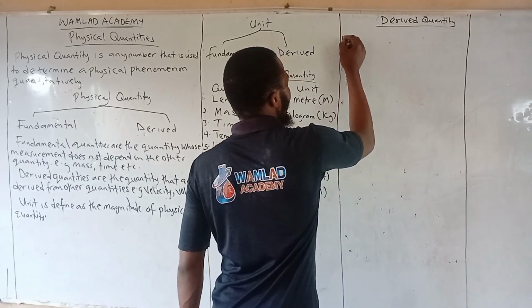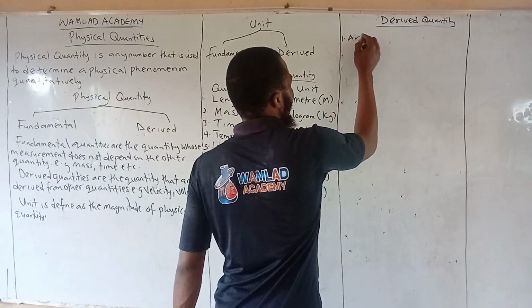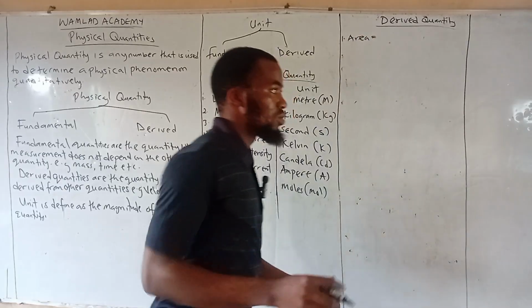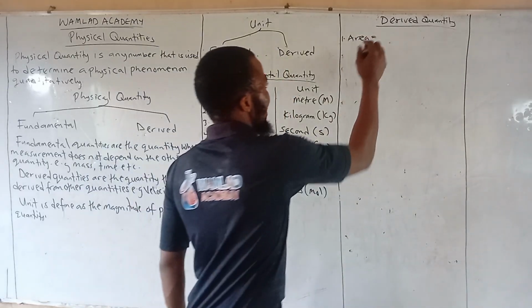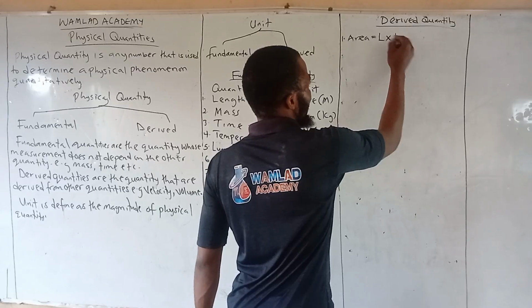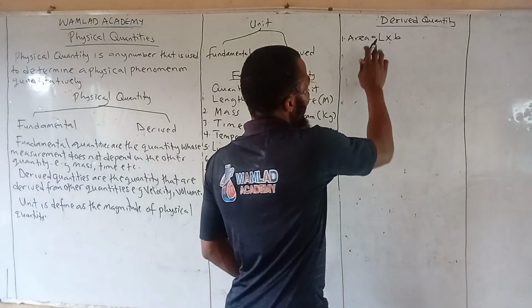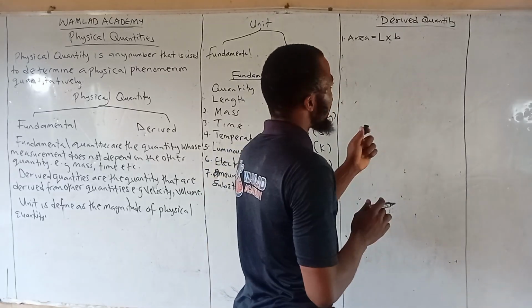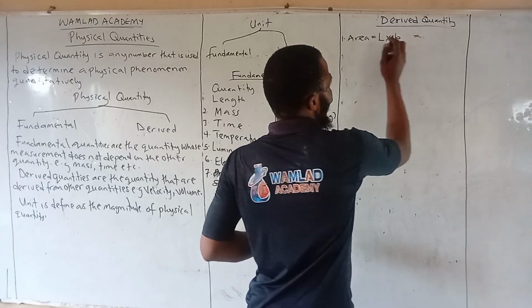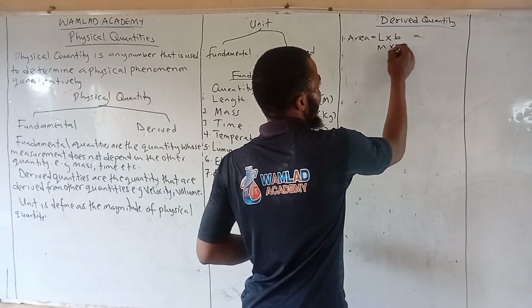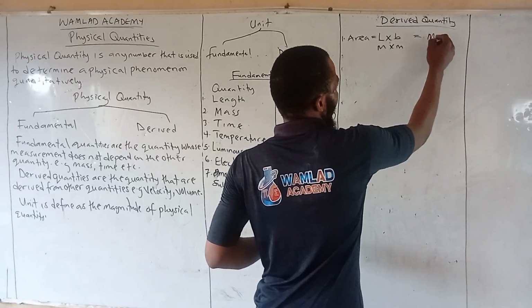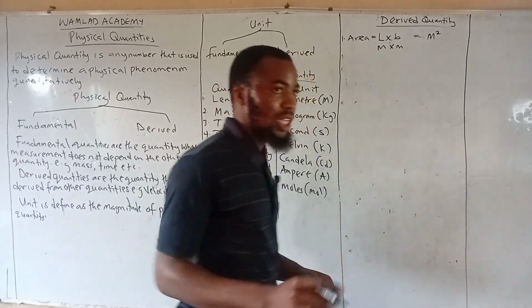For example, one, let's talk about the area. The formula to derive the area is what? Area is length times breadth. So now, if area is length times breadth, what will be the unit? Don't forget, the length is in meter and the breadth is also meter. Meter times meter, you have meter square. Now the unit of area is meter square.